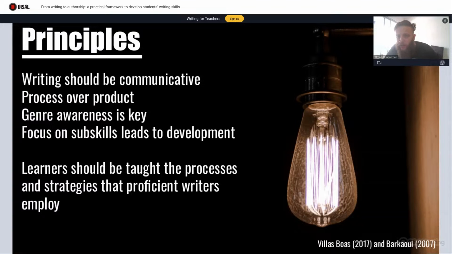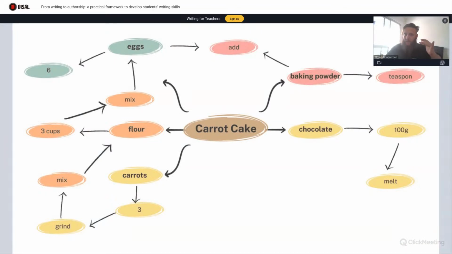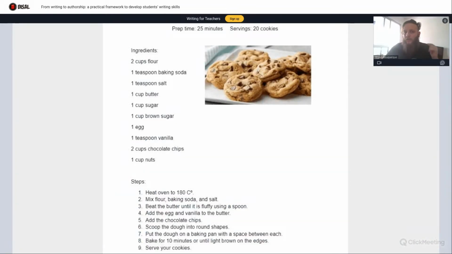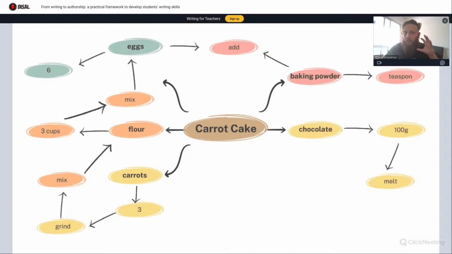Yes, Anna. I'm sorry. So writing is the mind map. No, writing is the recipe, Anna. What they wrote after the mind map. So we had the mind map, and then they wrote a recipe. So they wrote a recipe just like the cookies, using the ideas that they drew on the mind map. They wrote a recipe.